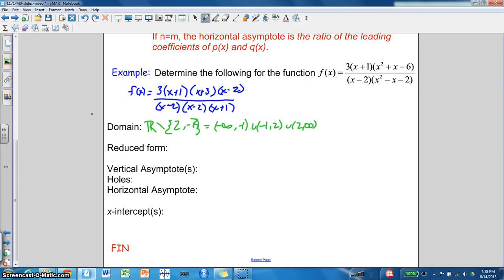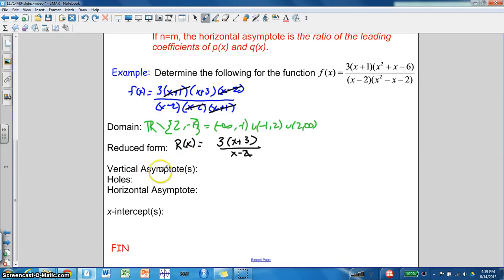I can do any cancellation now if I want. So what factors do I have in common? I have an x plus 1 in common in the numerator and denominator, and one x minus 2. So I can cancel those. And my reduced form, r of x, is just going to equal 3 times x plus 3 over x minus 2. From here on out, I can do everything with my reduced form. It's a lot easier and quicker, but if you want to work with the original function, feel free to.